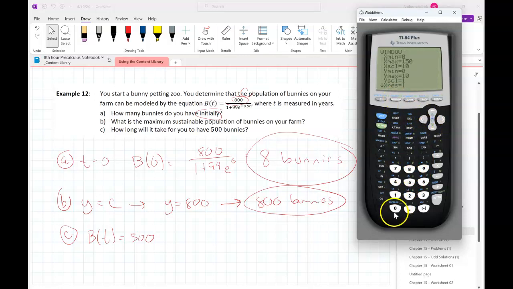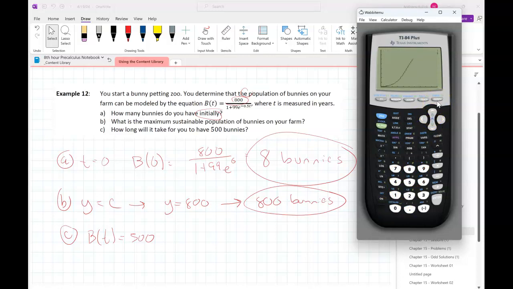So I'll set my window. I have no idea how long this is going to take. I'll probably go down and do, should be way less than 100, right? I don't know, maybe 20. And then the y's are easy because it's just the asymptotes, 1 and 800. Let's hit graph and see what we got here.